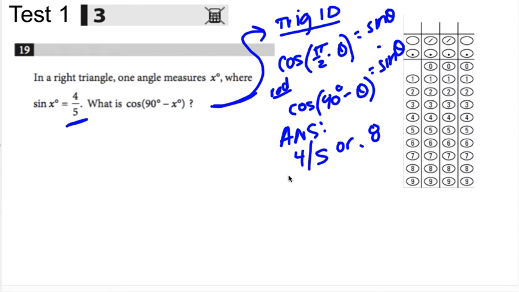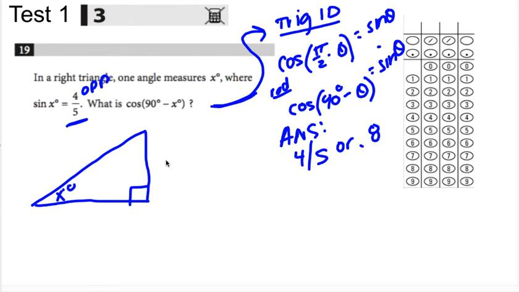That's fine. But the other option is, let's say you don't have that trig identity memorized. So let's say we draw a triangle, and I call this angle x. This is my right triangle. I know that this is the opposite side, so opposite is 4, and I know that 5 is the hypotenuse. I don't know what this other angle is, but because this is a 90 and this is an x, whatever this angle is, it is the angle 90 minus x.